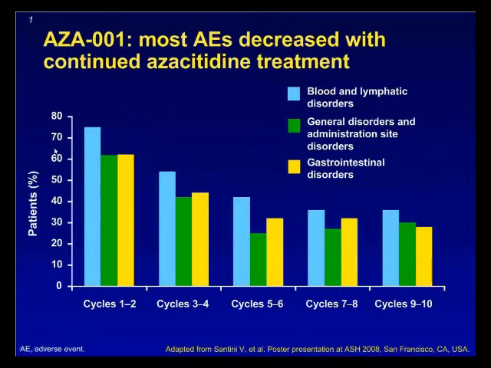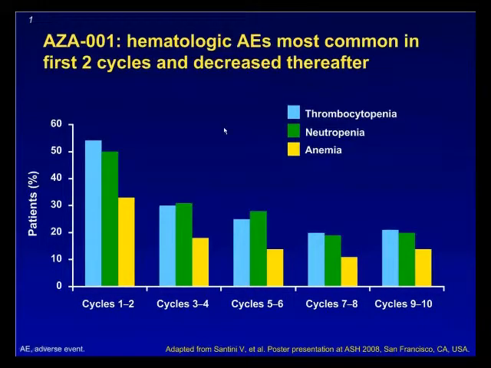But you can see that everything's much more common in the first couple of cycles and then becomes less common as we progress through treatment. And similarly, if you just look at the blood counts, again, much more common in the first couple of cycles and then becoming less common as we progress through treatment.